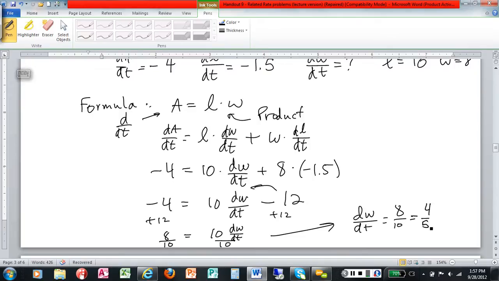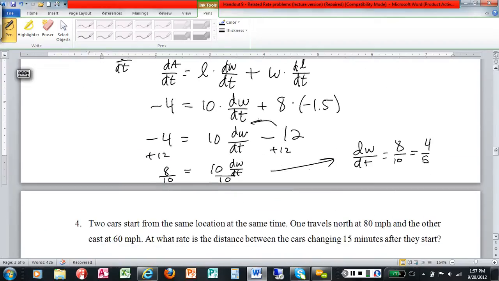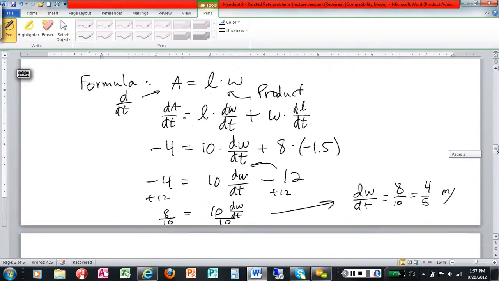What's the units? Units of W divided by units of time. Units of W, so that's going to be the same. I've got W up here, don't I? Meters. Units of time. Seconds.